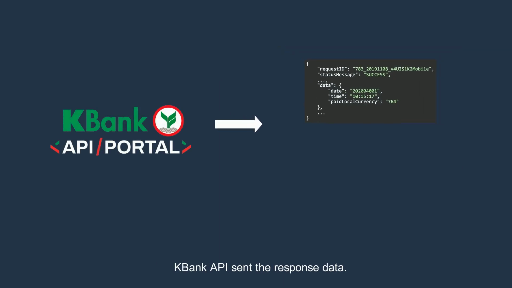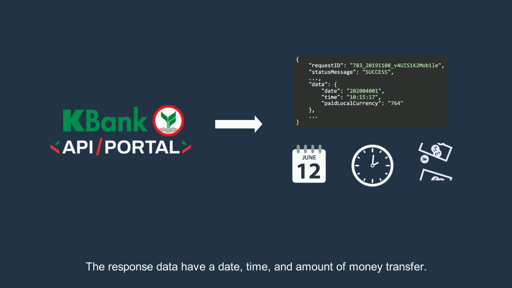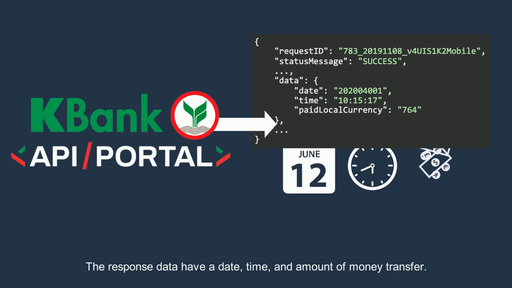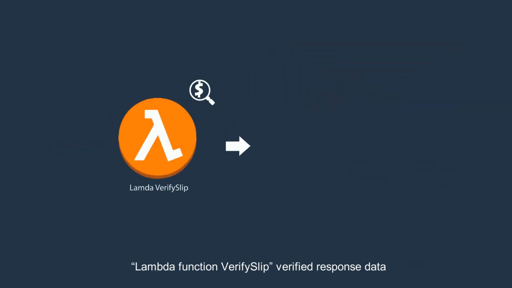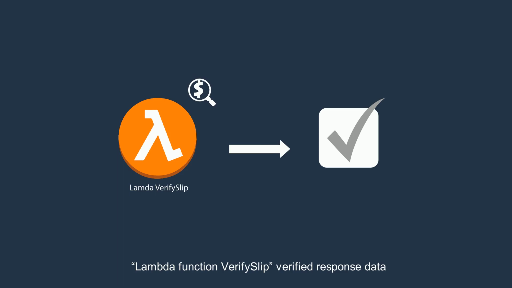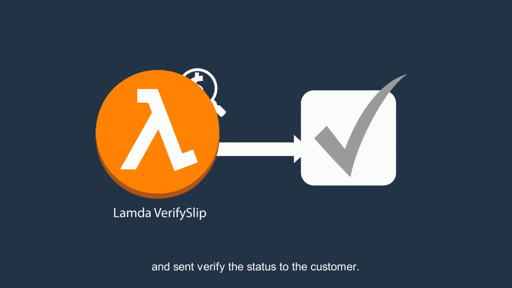Lambda function verify slip sends the transfer reference ID to the API of the bank named KBank API. KBank API sends the response data. The response data have the date, time, and amount of money transfer. Lambda function verify slip verifies the response data and sends the verify status to the customer.